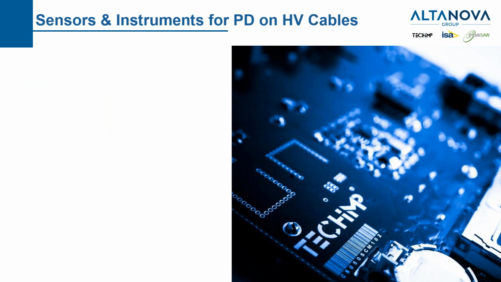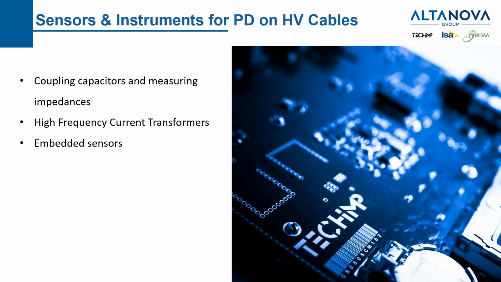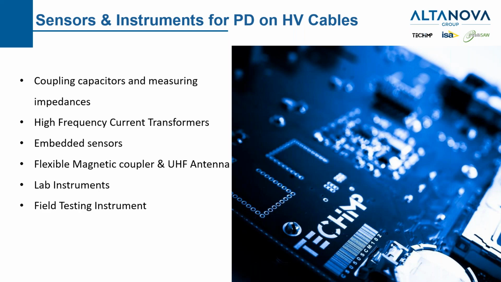Now, what are the sensors and the instruments we're going to use for PD testing on HV cables? We will have a coupling capacitor and measuring impedance. We will have a high frequency current transformer. We can have embedded sensors in the high voltage termination or high voltage joint. We can have external sensors for some special cases. Those are designed by Tekimp and they are the flexible magnetic coupler and the UHF antenna. We can have laboratory instruments designed to work in the laboratory as per the IEC specification, and we can have a field testing instrument. Additionally, we will also see in this chapter a few objects that we use in permanent monitoring.